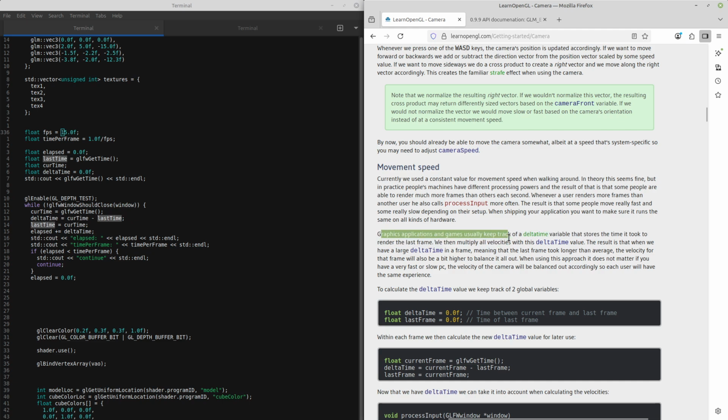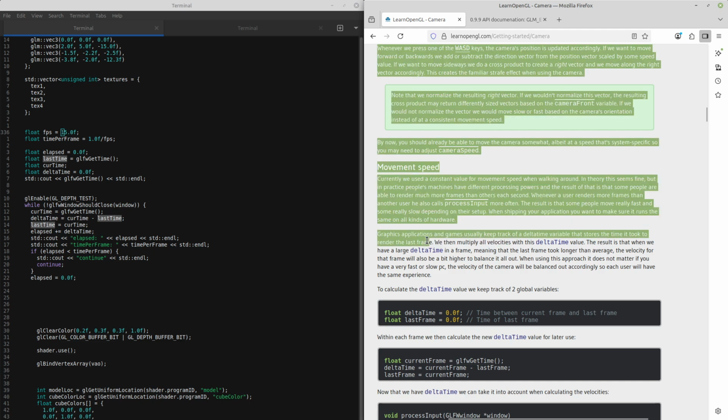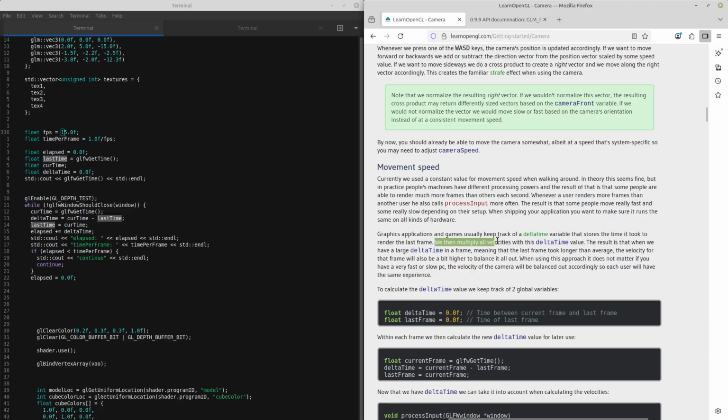Graphics applications and games usually keep track of a delta time variable that stores the time it took to render the last frame. We then multiply all velocities with this delta time variable value. The result is that when we have a large delta time in a frame, the movement speed is larger, so the velocity for that frame will also be a bit higher to balance it out. Using this approach, it does not matter if you have a very fast or slow PC, the velocity of the camera will be balanced out accordingly, so each user will have the same experience.